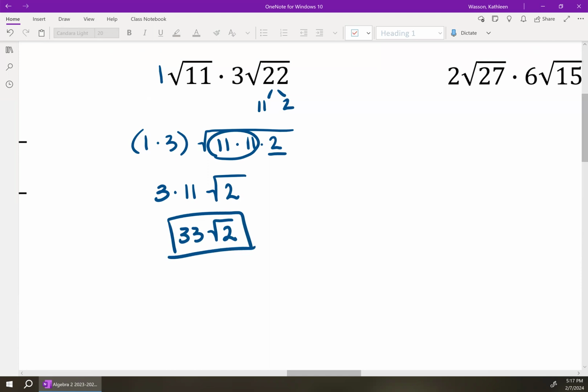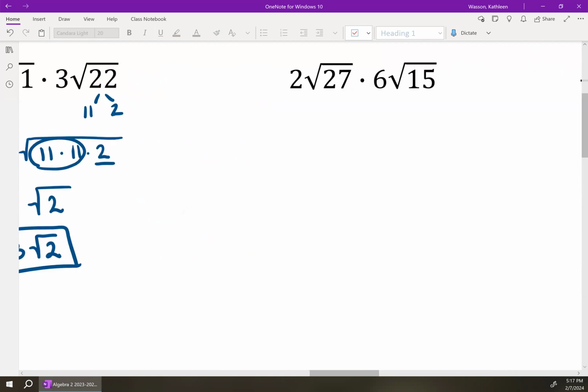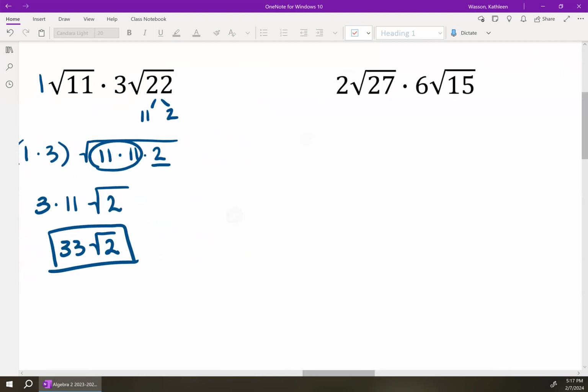And you can check yourself on a calculator and make sure that the initial expression and the simplified answer are equivalent. Here I have another example. We'll simplify first. 27 is 3 times 9. 9 is 3 times 3. It's also a perfect cube, 3 times 3 times 3. 15 is 3 times 5.